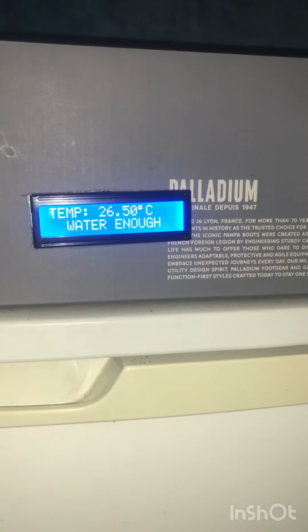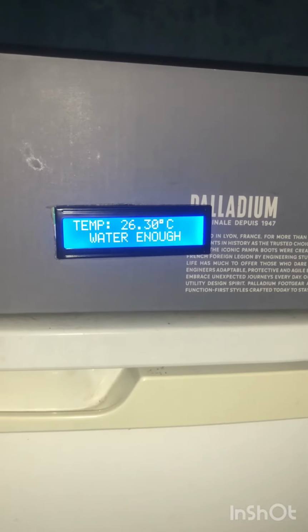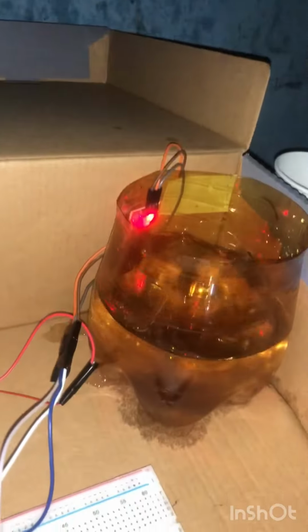Okay, now everyone, we're moving on to the final and last part of the project, which is the water level sensor. We're going to start with water enough, and if you go to the drinking bowl, you will realize that the water is indeed enough. So now let's say that the chickens start drinking the water, so that we get to experience what happens when the water reaches a lower level.